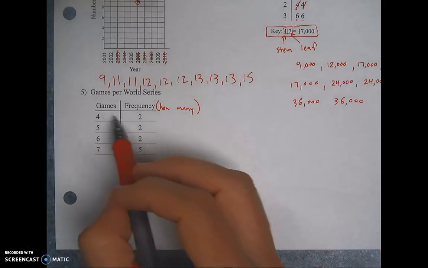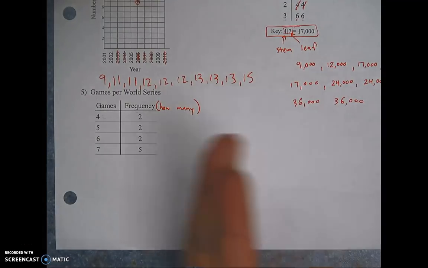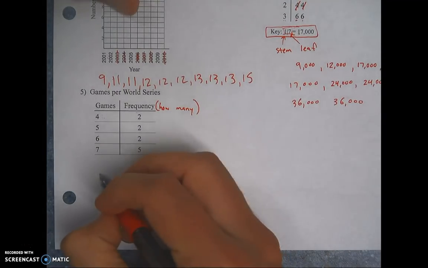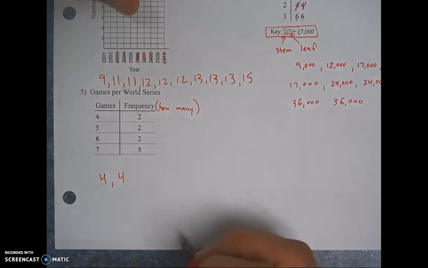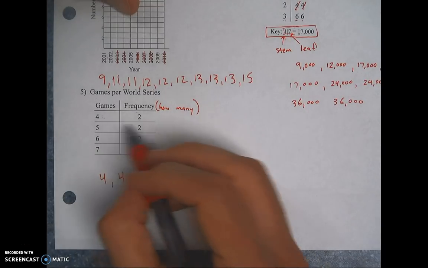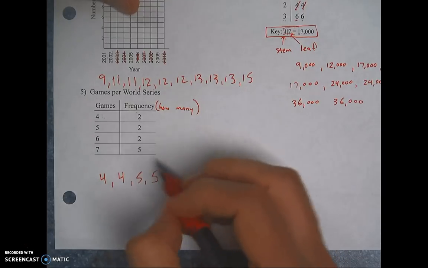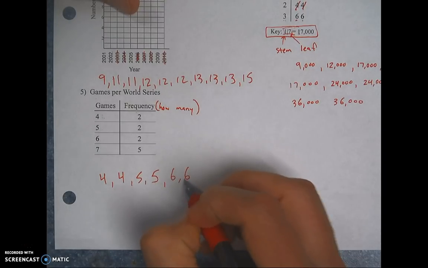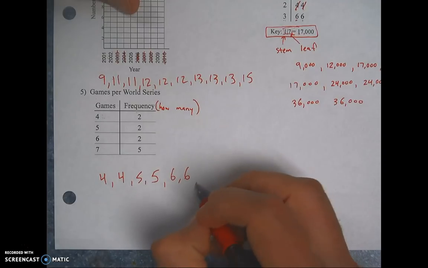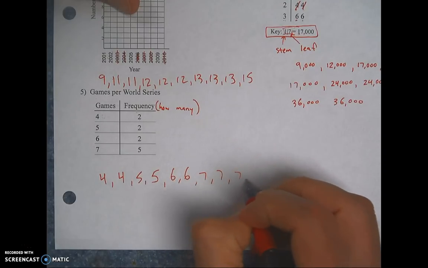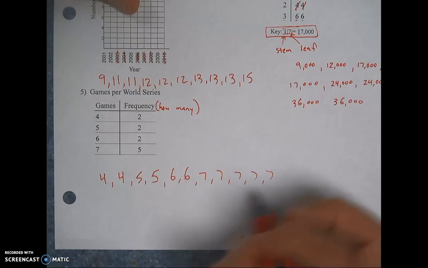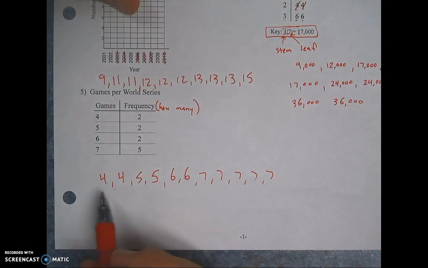So 4 games happened twice. So one year there was 4, and then another year there was 4. 4 and 4. There were 5 games twice, so I need 2 5s. There were 6 games twice, so there were 2 6s. And 7 games happened 5 times, so I need 5 7s. 1, 2, 3, 4, 5. So there's all my data.